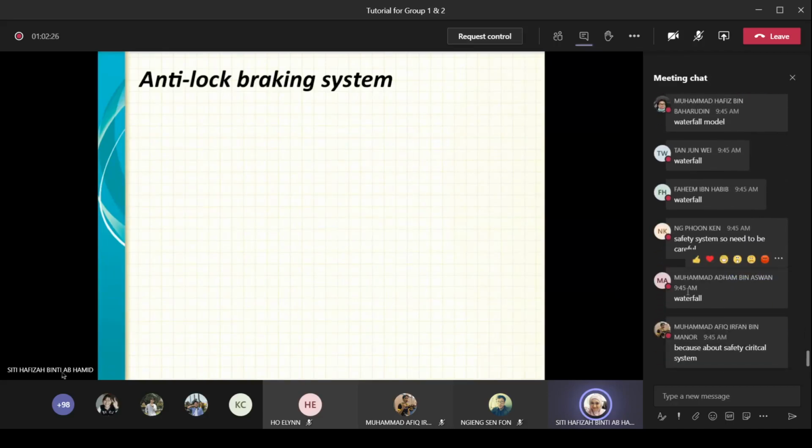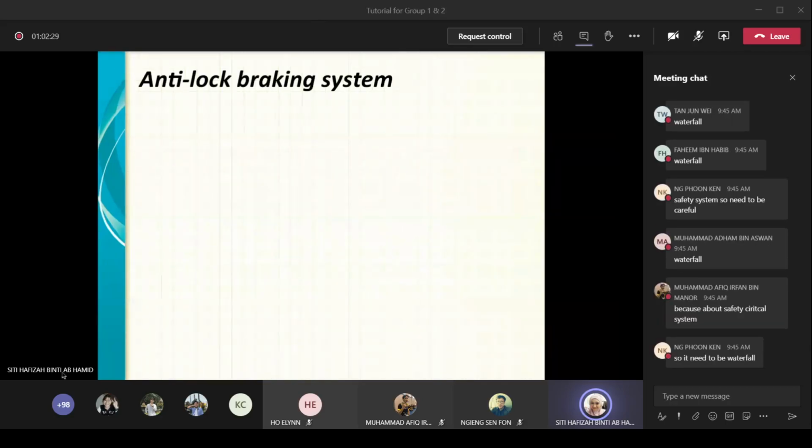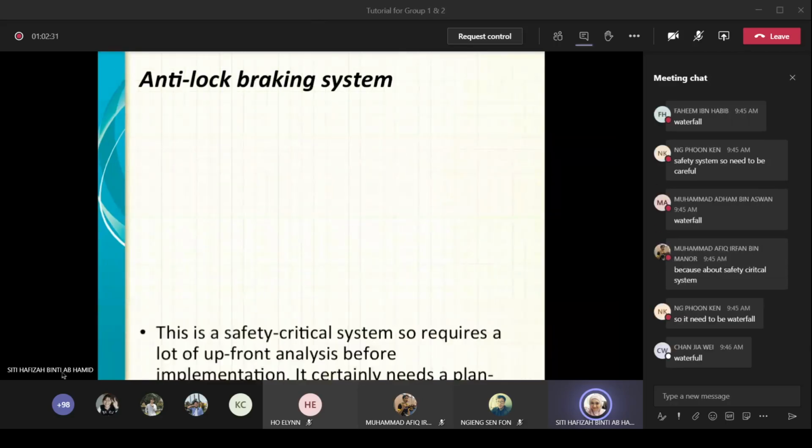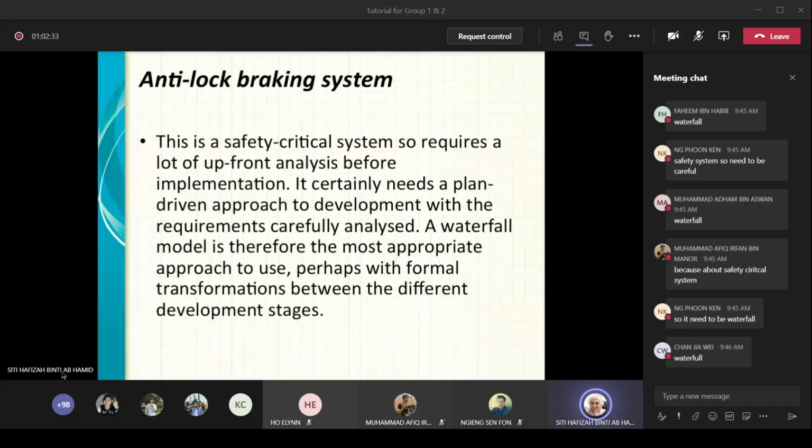So what is the most relevant, appropriate model? Yeah, waterfall. Even though it's complex, because usually when we talk about safety critical, it's complex. But then we know what we have to focus on, and it must be done thoroughly.